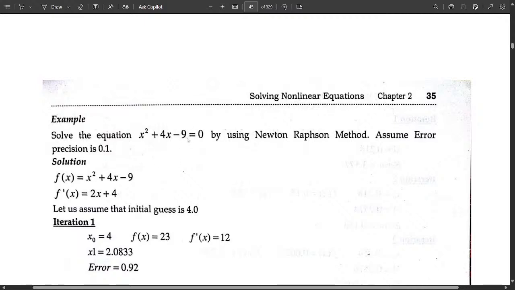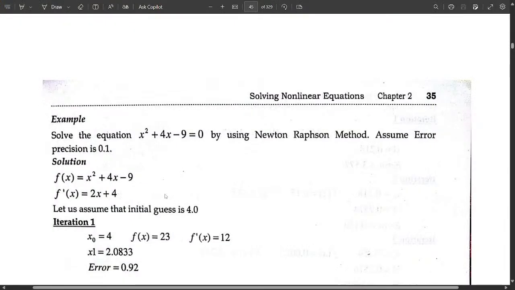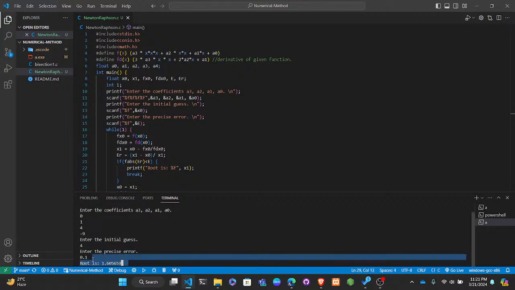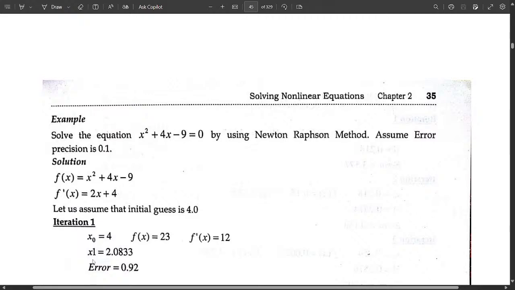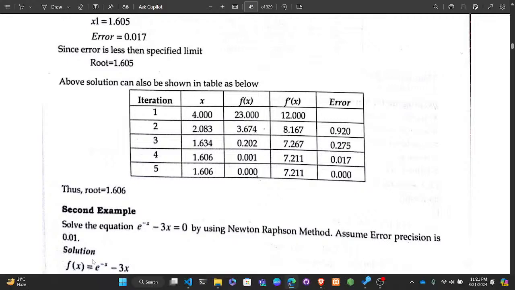Okay, I just input that, and the error is 0.1. Error is 0.1, and the initial guess is 4. Root is 1.605659. Okay, let's check. Is our answer correct or not? 1.605. Oh, our answer is correct.